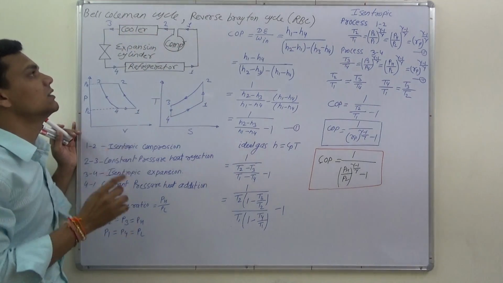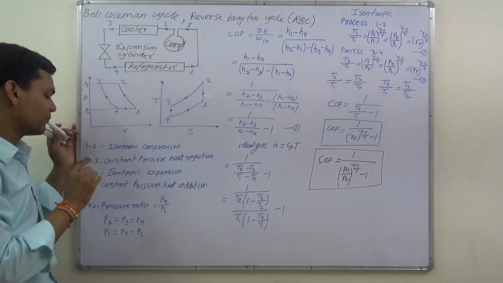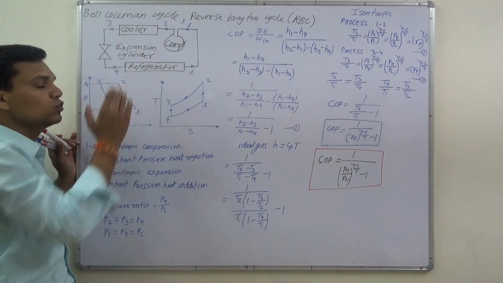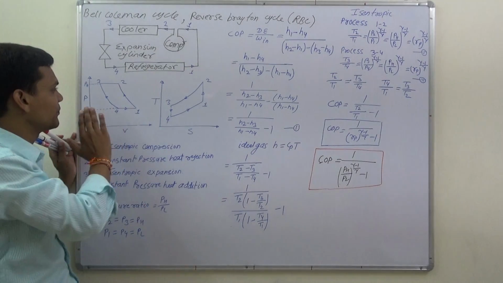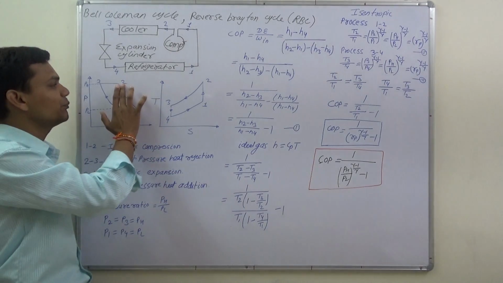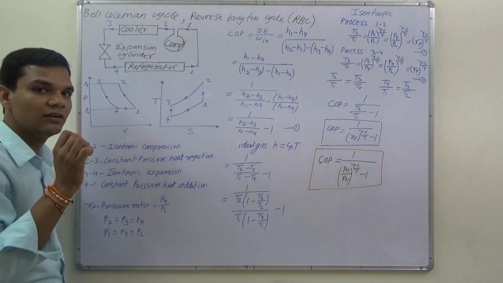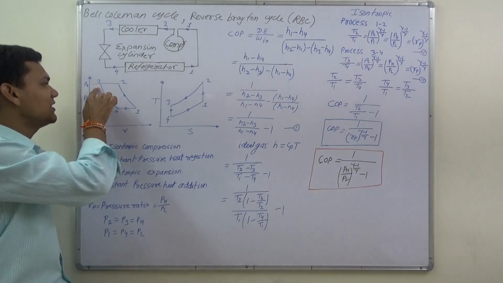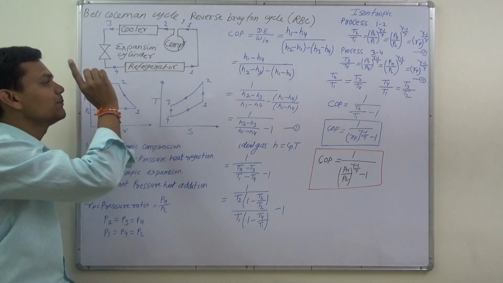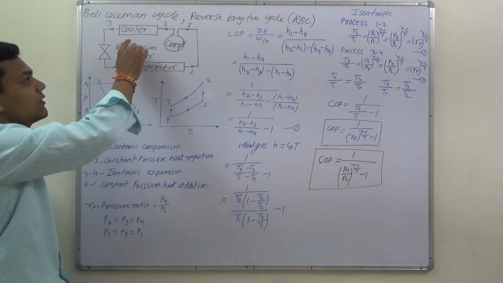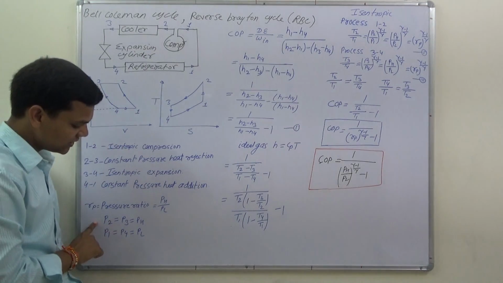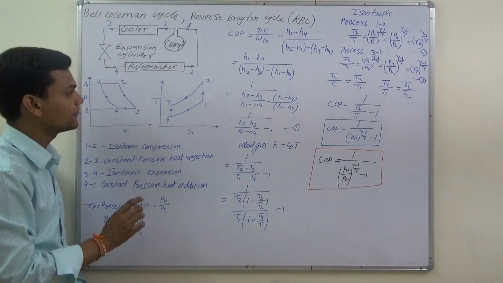2 to 3 cooling takes place in the cooler, and that is a constant pressure heat rejection process, because we use the cooler to reject heat to the atmosphere. Since this is a constant pressure process, pressures P2 and P3 are equal, so P2 is equal to P3 is equal to P higher. From lower pressure to higher pressure, compression takes place in the compressor, and constant pressure heat rejection takes place in the cooler. So P2 is equal to P3, and this equals P higher.